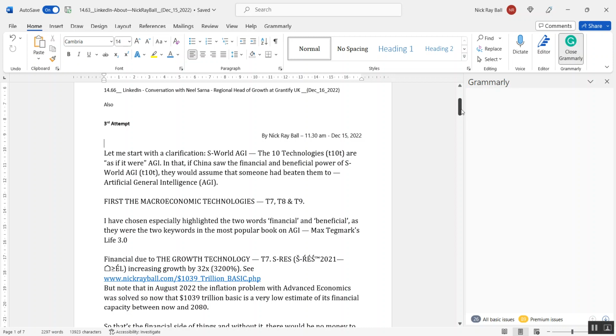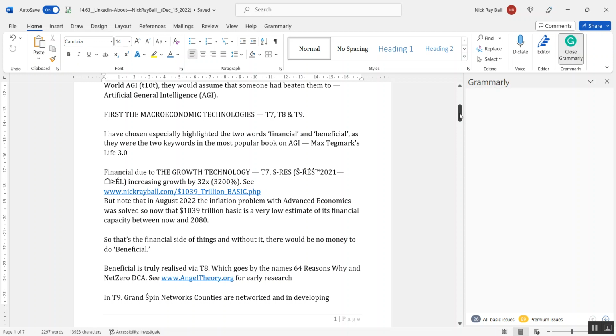Okay, so the text continues. The macroeconomic technologies, T7, T8, and T9. I have chosen to especially highlight the words financial and beneficial as they were the two key words in the most popular book on AGI, Tegmark's Life 3.0. He's an MIT grad, and certainly if you look on Google, etc., that's the first book you'll come to.